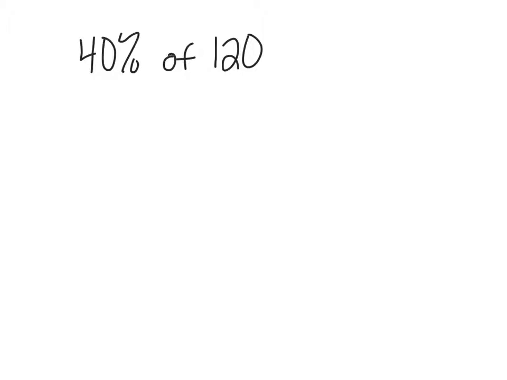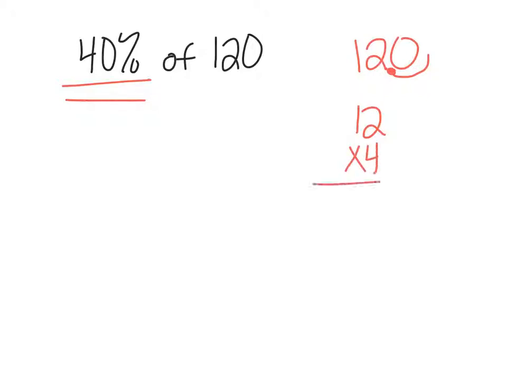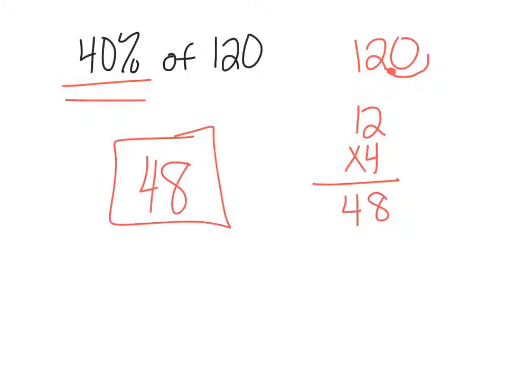So we've learned the 10% trick, and the 10% trick is that if you take the number that you're dealing with and you move the decimal one place to the left, that gives you 10% of the number. So in this case, I don't want to know 10%, I want to know 40%. Well, 40% is 4 times 10, okay? So all I have to do then is take my 10% number and multiply it by 4. So in this case, I end up getting 48, and I know my answer then is 48.